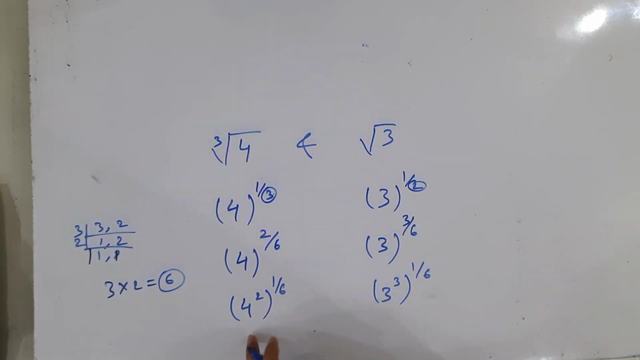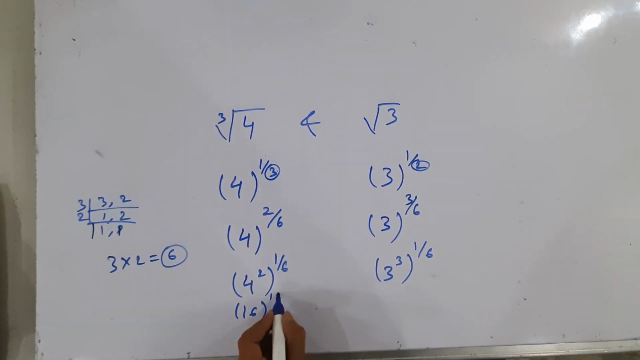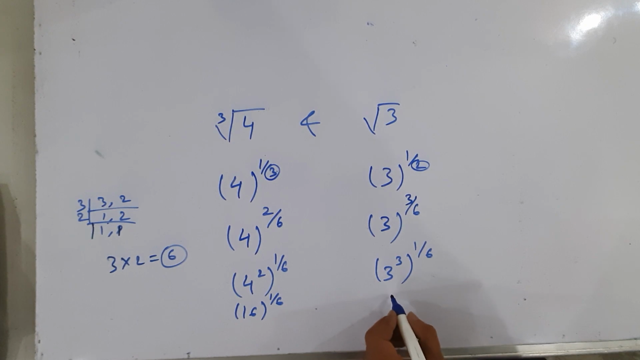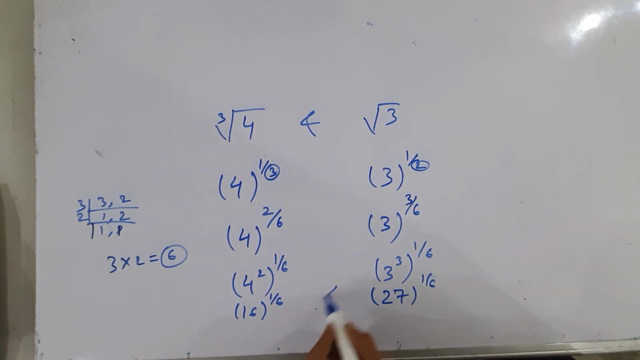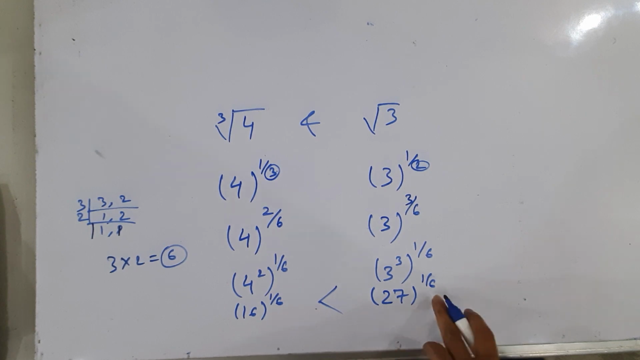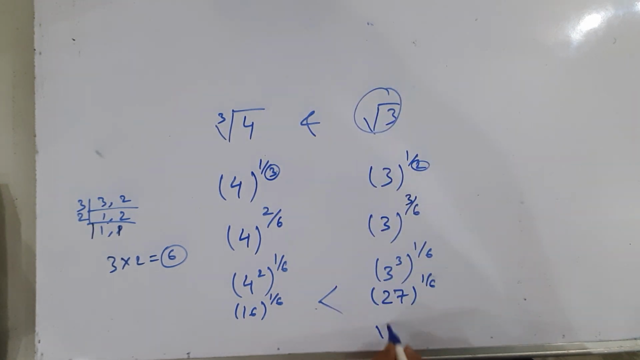So square of 4 is 16 to the power 1 upon 6, and 3 3s are 9, 9 3s are 27 to the power 1 upon 6. So now you can check which value is greater. Obviously 27 to the power 1 upon 6 is greater than 16 to the power 1 upon 6. That means root 3 is greater than cube root 4.